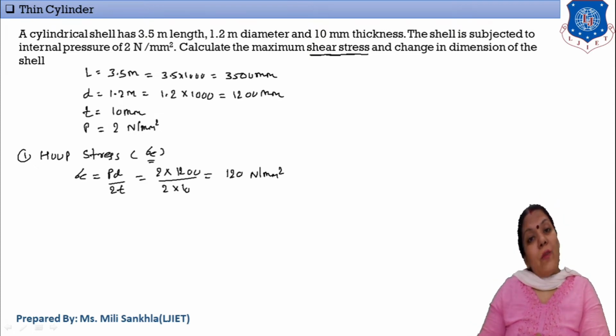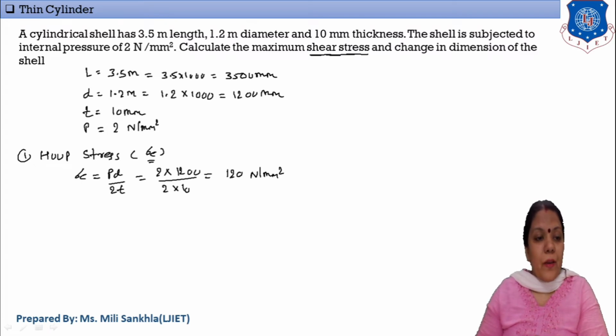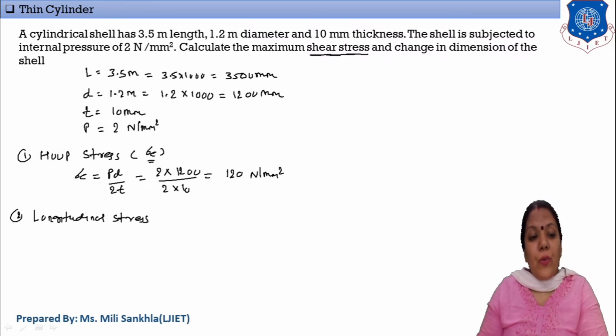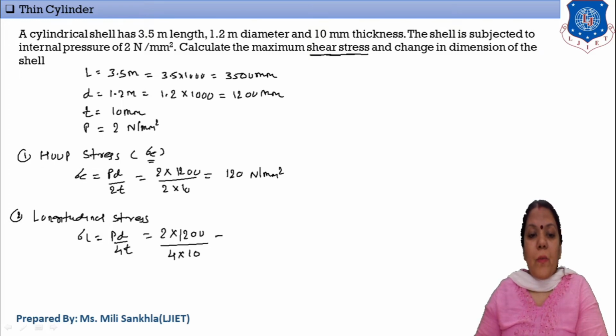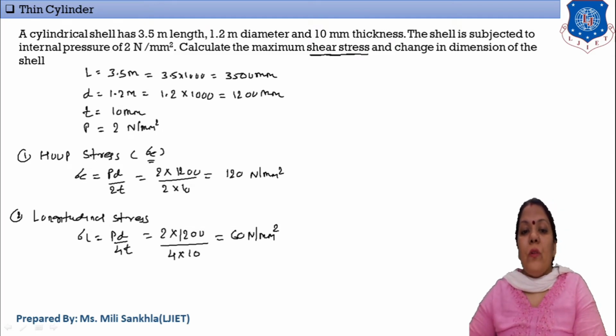Okay. Now second, we find out longitudinal stress. Again make a heading here. Second, longitudinal stress. And the equation of this longitudinal stress, sigma L is equal to PD by 4T. Now again write down the data. P, then 1200 divided by 4 into thickness T is given 10 mm and my answer is equal to 60 Newton per mm square.